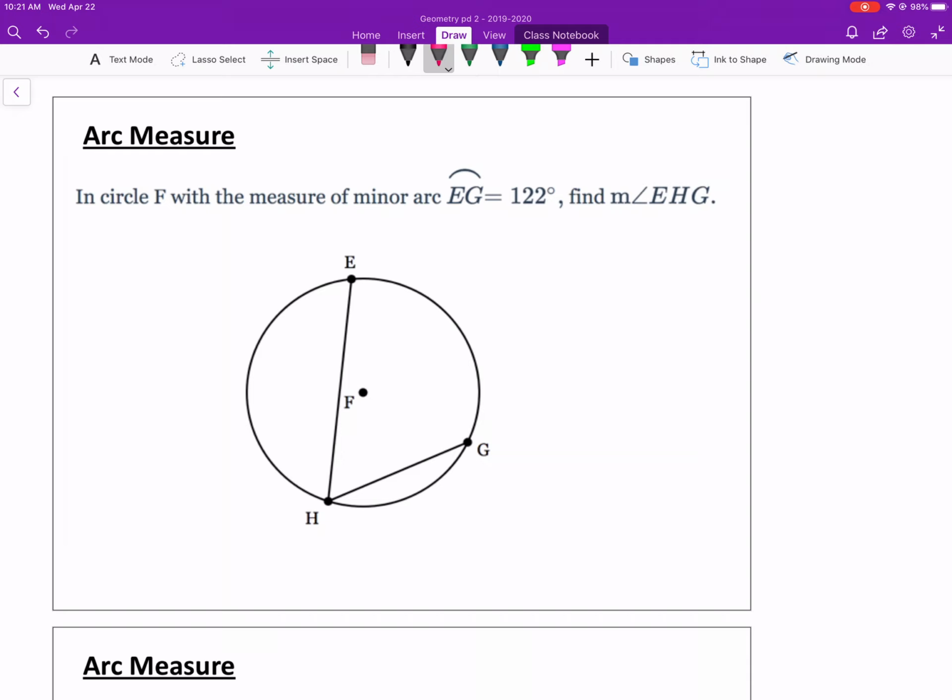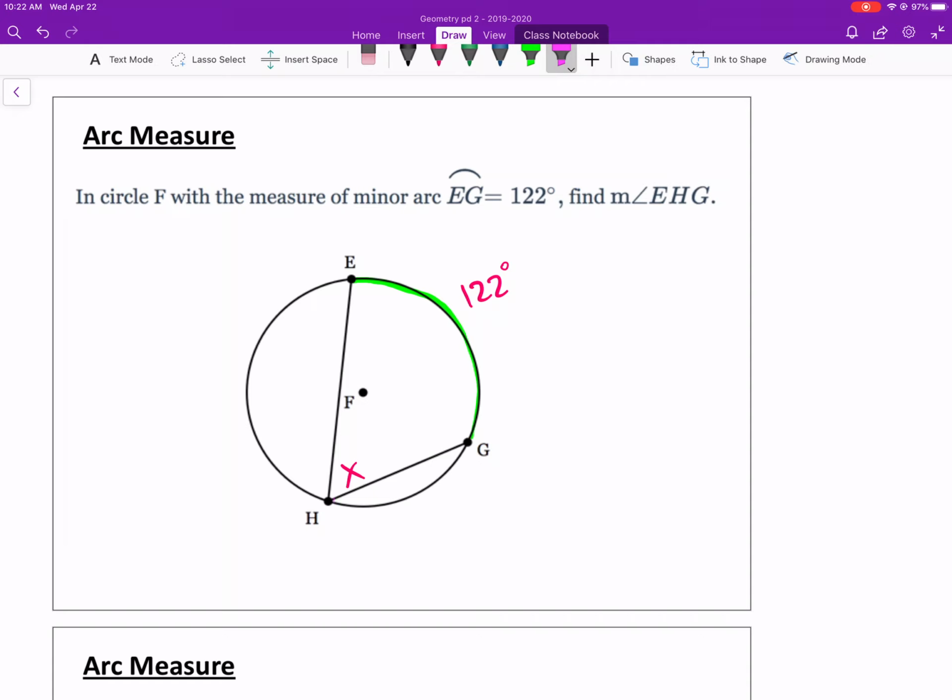Encircle F with the measure of minor arc EG equal to 122. Find the measure of angle EHG, which is here. Alright, so this is what type of angle? This is an inscribed angle because its vertex is on the circle. That's equal to half of the intercepted arc.